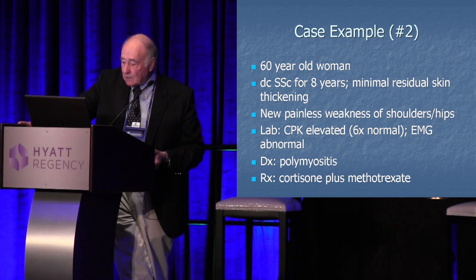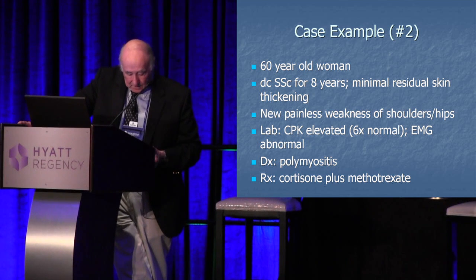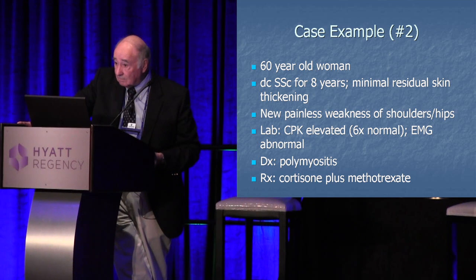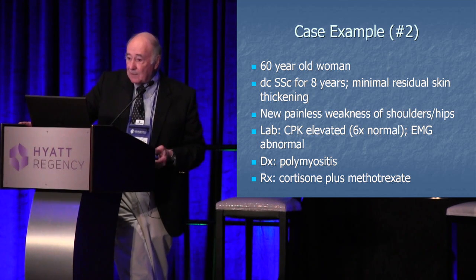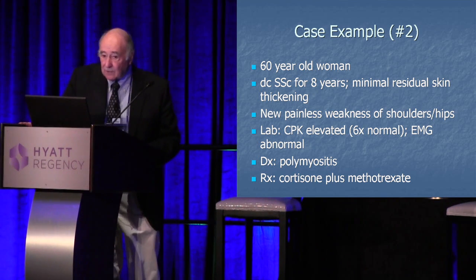New painless weakness of the shoulders and hips. Couldn't raise her arms up over her head, had difficulty getting out of a chair. The CPK test for muscle inflammation elevated, and needle testing of the muscle abnormal. So that's a patient who has developed myositis, and most likely, if you went ahead and did a muscle biopsy, you would probably find muscle inflammation.